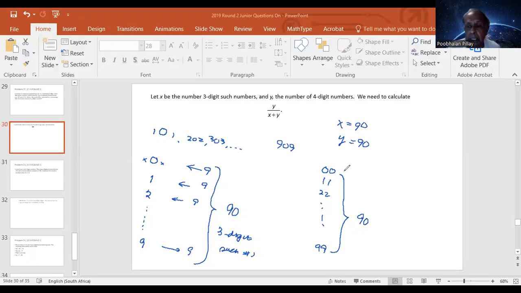The reason is the 2-digit numbers are the same. So you've got x is 90 and y is 90. So altogether you've got 180 such numbers. If you list all the 3-digit numbers and the 4-digit numbers, you'll have 180 of them. And of that, 90 of them are 4-digit numbers, right? So therefore, the probability of picking a 4-digit number from that lot is 90 over 180, and that is a half, which is 50%.